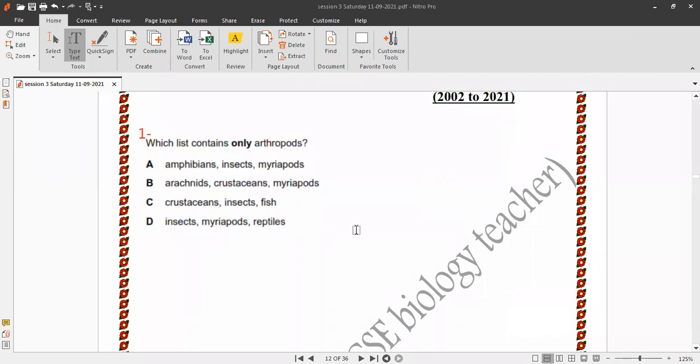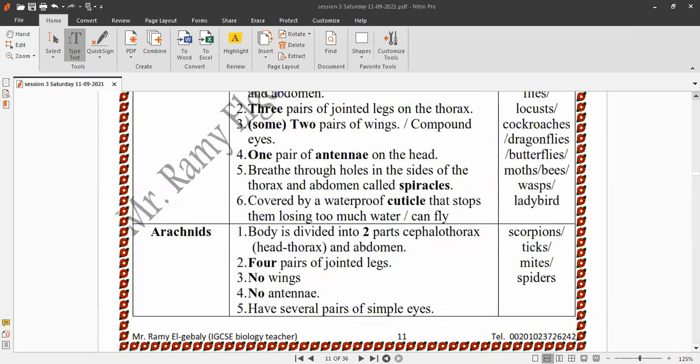Rudain? Mr., I have a question. What is the difference between simple eyes and compound eyes?